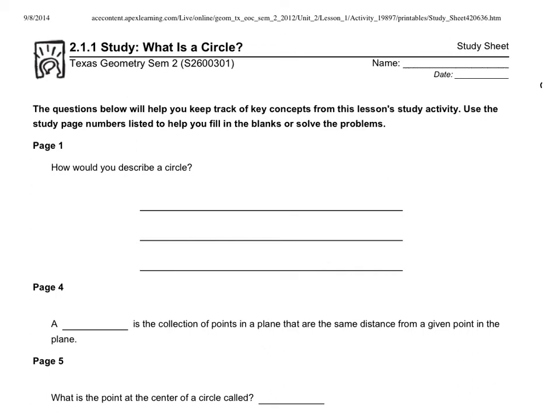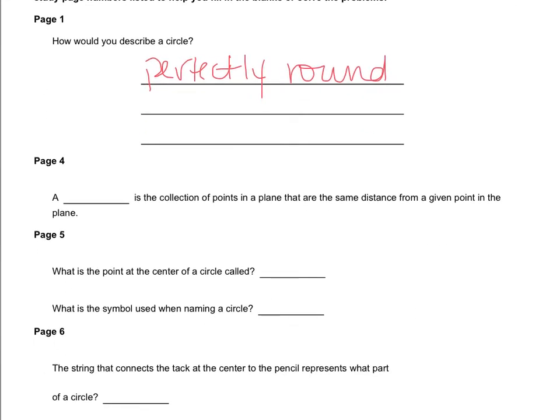So we're talking about circles, and if you wanted to describe a circle, you would probably say that it's something that is perfectly round. That's probably the easiest way to describe a circle. The technical definition of a circle is that a circle is the collection of points in a plane that are the same distance from a given point in the plane.